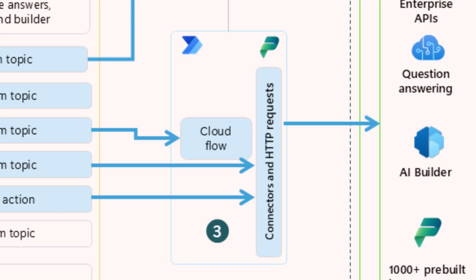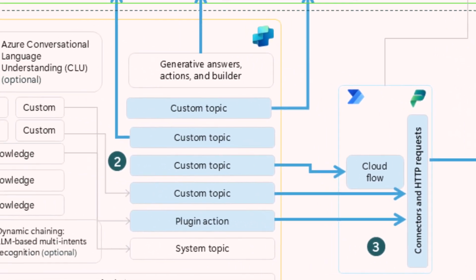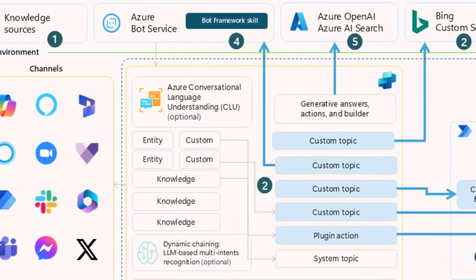When you turn on generative orchestration, your agent can automatically select the most appropriate action or topic to respond to a user. This action can again be a Power Automate flow, a custom API connector, an AI Builder prompt, or bot framework skills. And lastly, for complex scenarios, you can bring your own bot skills from the Azure Bot Framework and your Azure AI Search or your Azure OpenAI services as data sources to the topic.